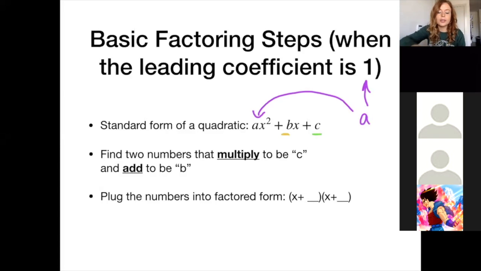And then we're going to plug the numbers into factored form. We're just going to take these two numbers that we find that multiply to be c and add to be b, and plug them in here. So let's say that we found 3 and 4. We'd plug them in. But if it was -3 and -4, then we would say x minus 3 and x minus 4 if they were negatives. So we just put the x and then put those numbers in the parentheses. Okay, all right, so let's get rid of all that.